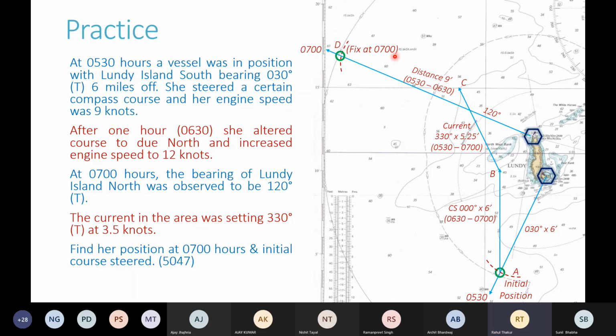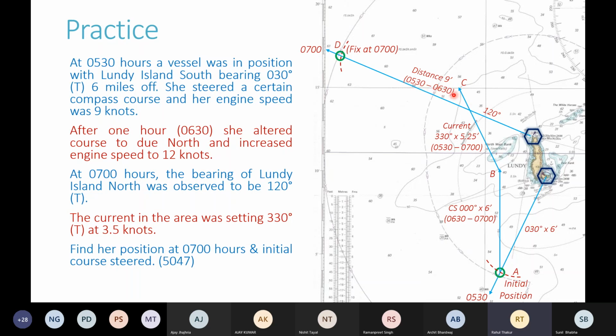Now, how is this point the fix, the position at 0700? Because you see, the fix has to be 9 miles away from the C point because the engine distance steamed in this particular interval was 9 nautical miles. So this point Delta fulfills that requirement. It is 9 nautical miles away from the C point. That is my distance steamed between 5:30 to 6:30.